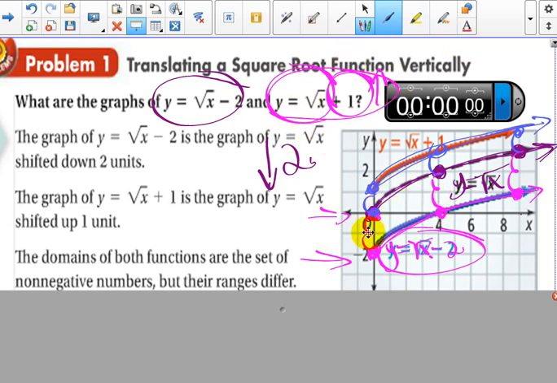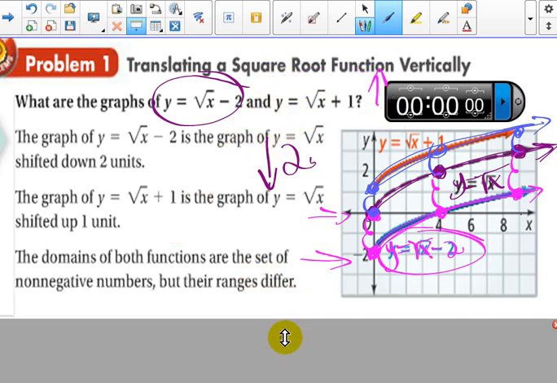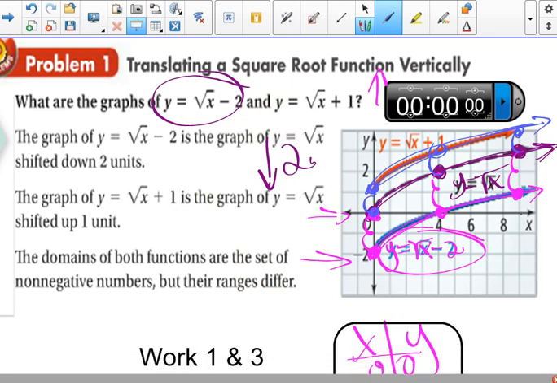So the one in the middle is your parent function, and the other two are the translations. Are there any questions on that? Pretty easy, huh? So if you will look at your assignment 6-8 and work problems 1 and 3, I can give you 2 minutes for that. Please work quickly.